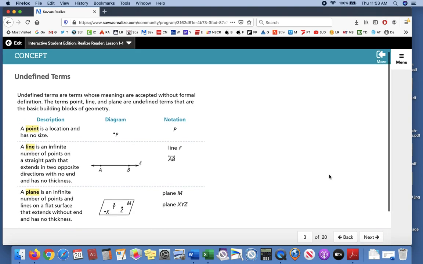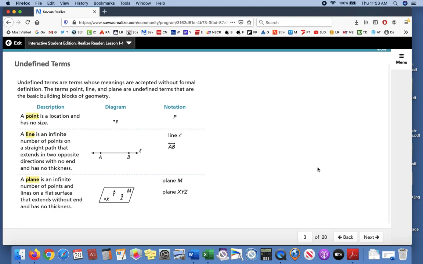Okay, the beginning concepts for geometry. We have undefined terms, believe it or not. They're not defined. Number one, a point. A point is a location and has no size. It has no size whatsoever. It's just location. The diagram for it is a dot with a letter. And notation, if you're going to talk about point P, then it would have just the letter P. You'll see, it has nothing else, just the letter.